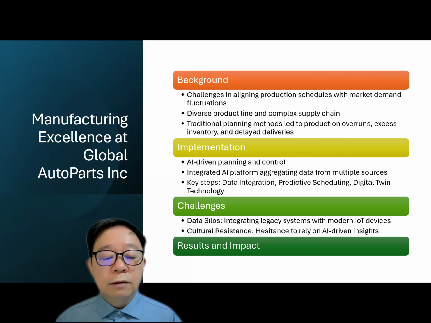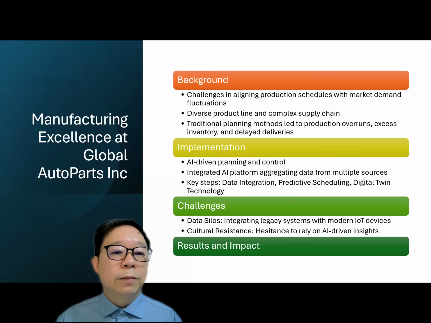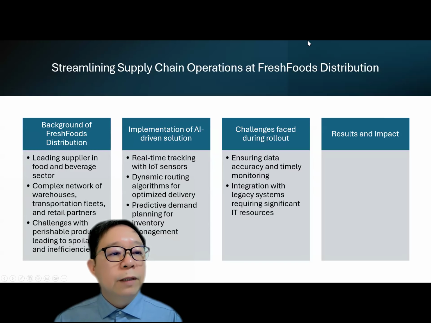The challenge was the old system's data silos. The legacy systems were all individual, isolated systems. Also, there was cultural resistance: different departments only stuck to the old system. At the same time, they also worried about AI. But after proper implementation, the problem was solved. Global Auto Parts became a leader in the industry. At the same time, they are very profitable. So that is amazing, by using AI.